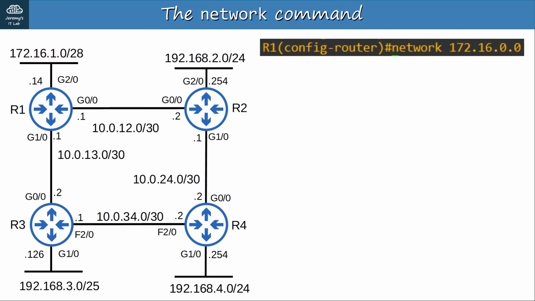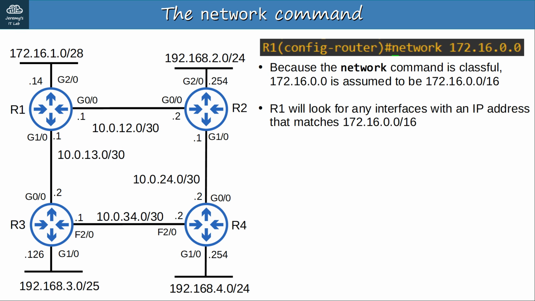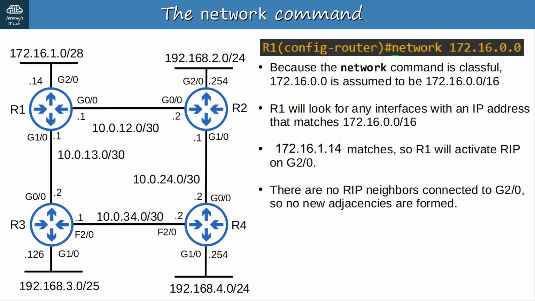Okay, we also configured the network 172.16.0.0 command. Let's run through this as well. Because the network command is classful, 172.16.0.0 is assumed to be 172.16.0.0/16. R1 will look for any interfaces with an IP address that matches 172.16.0.0/16. 172.16.1.14 matches, so R1 will activate RIP on G2/0. This time there are no RIP neighbors connected to G2/0, so no new adjacencies are formed.